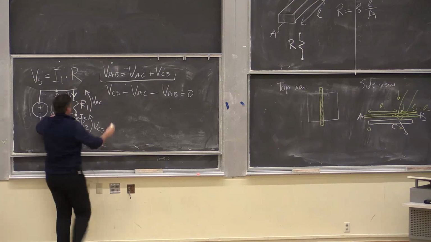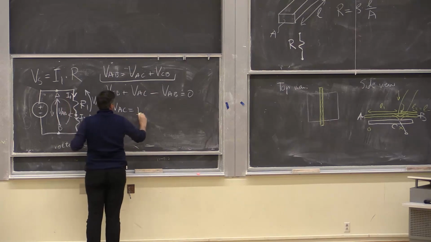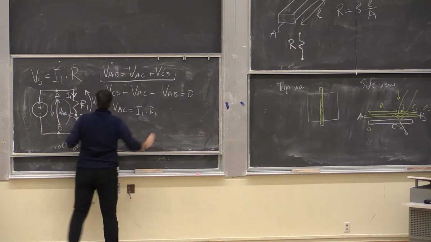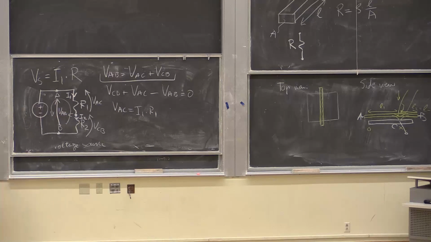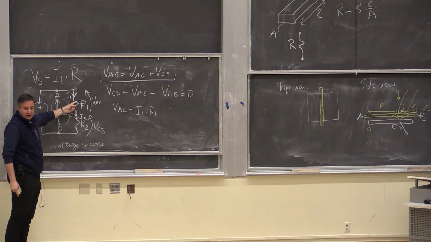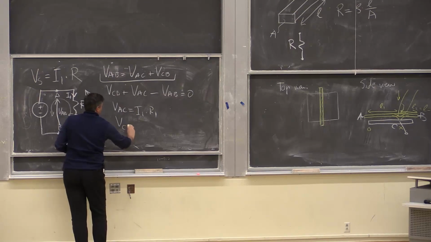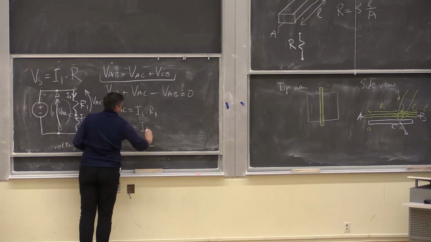Now, I already know that VAC is I1 times R1. That was just like I did it over here. VAB was this current times this resistor. Right? It's just Ohm's law. For this element, the voltage across it is the current into it times that resistor. Same for this one at the bottom, right? So I have that VCB is I2 times R2.